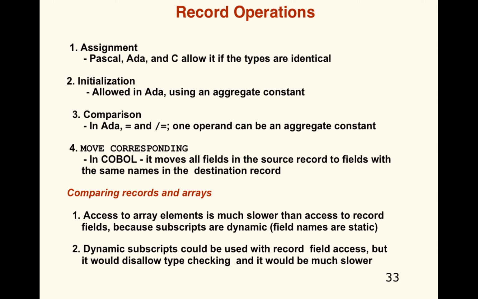And you have to do a linear search in order to find anything in it. So structs are a little bit more efficient that way. Dynamic structs could be used with record field access, but it would disallow type checking, and it would be much slower. A dynamic struct would be one that you'd have like, for example, in JavaScript.